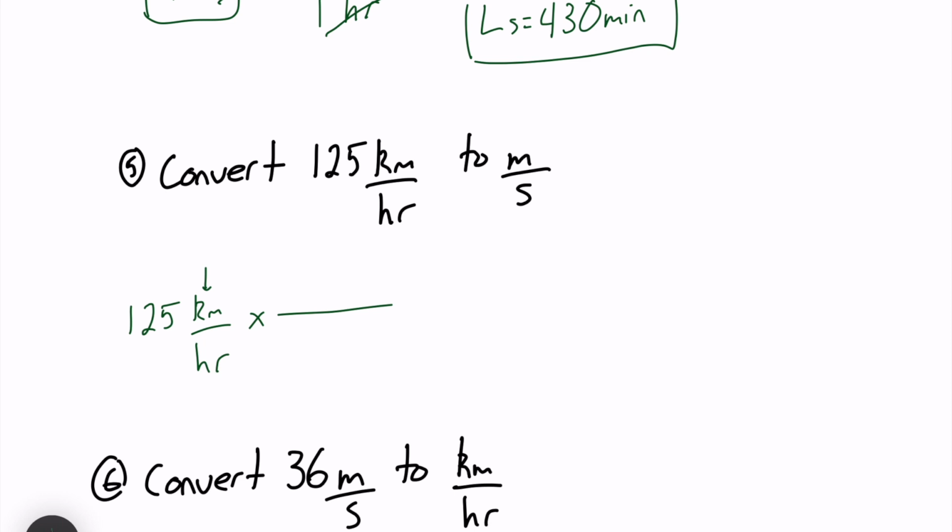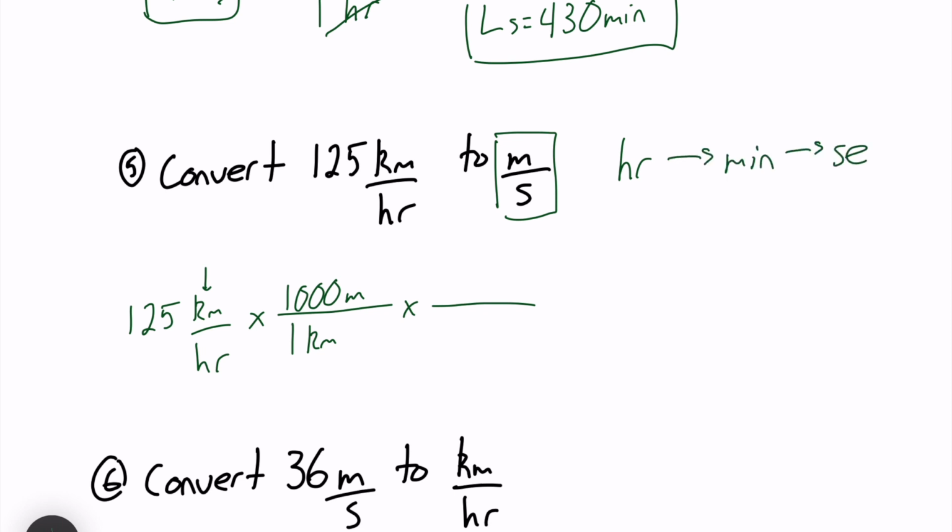Okay. So what I'll do here is I want meters on top, so I will put 1,000 meters on top, and for every 1,000 meters there is 1 kilometer. That is my first conversion. Now we're not even close to being done yet, because in our question it wants meters per second, and we're all the way up into hours right now. So this first example, we are going to go from hours to minutes all the way down to seconds. So it's actually going to be a 3-step conversion.